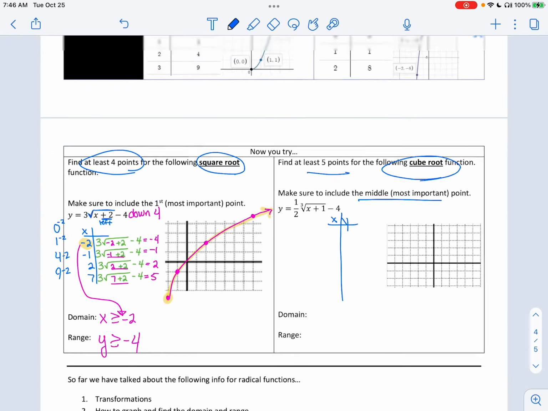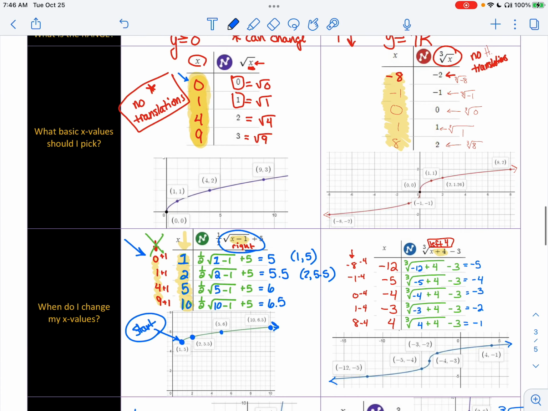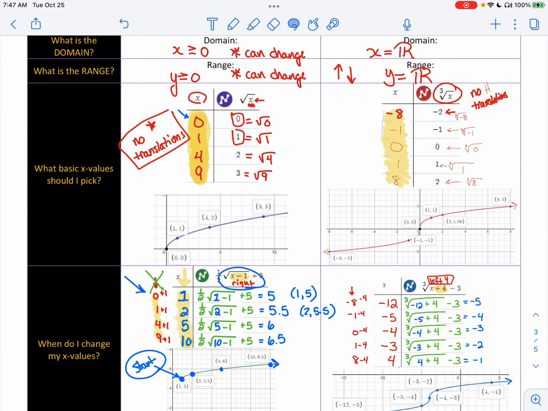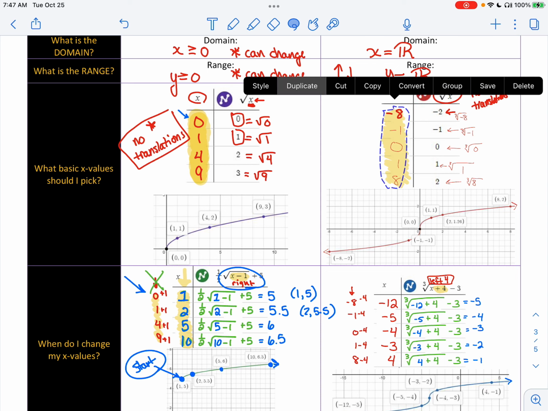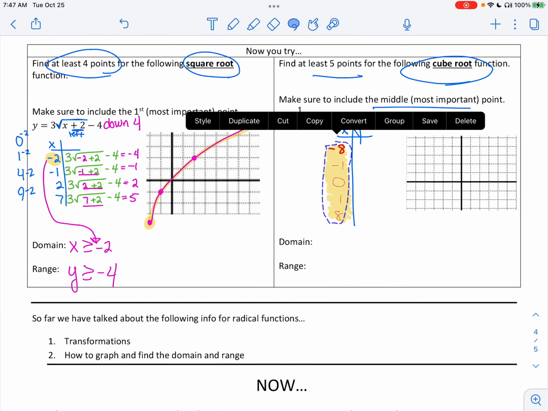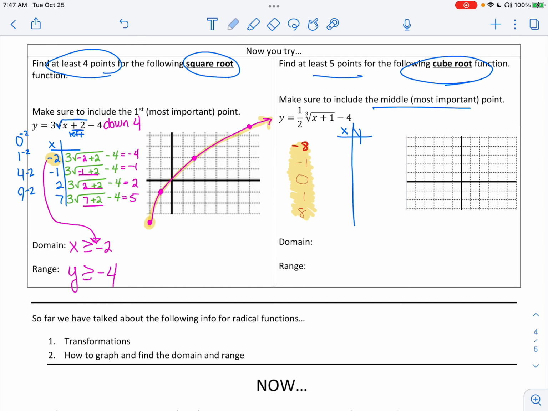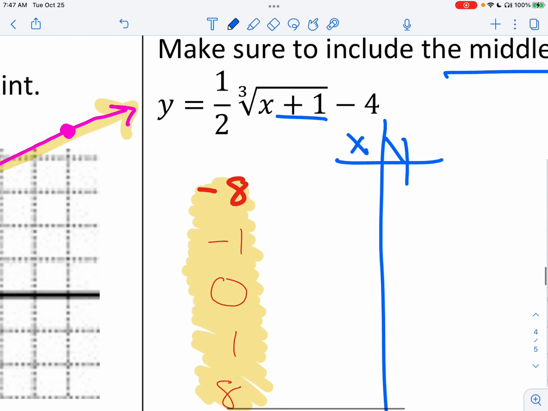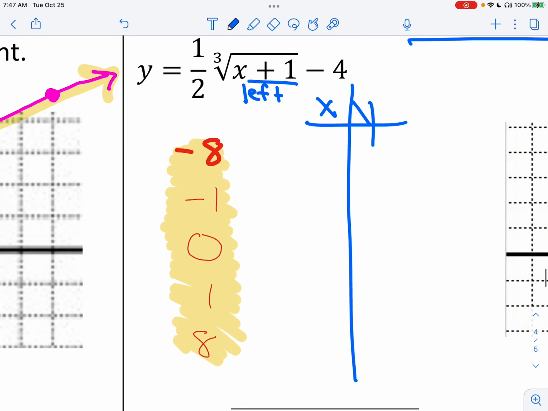Now, typical x's you should pick for a cube root, you're going to refer up here. So our typical x's will be these ones. I'll just do a quick duplicate and drag that down. Yes, you will have to have these memorized. But because this has a +1 inside, I need to remember that that means left 1. So left is going to be subtracting 1 from all these values. So I can plug things in, and I can do it in my head. So that would be -9 that I'll plug in, -2, -1, 0, and 7.